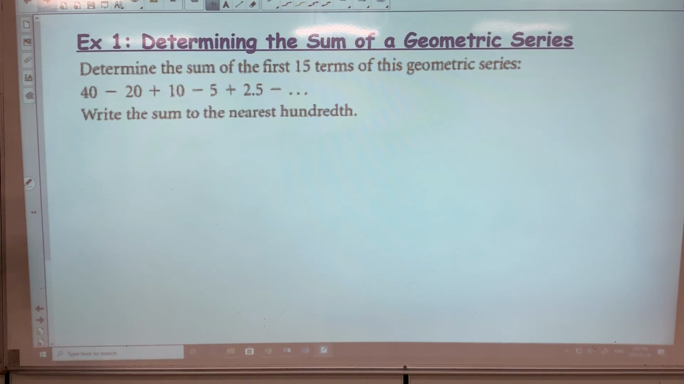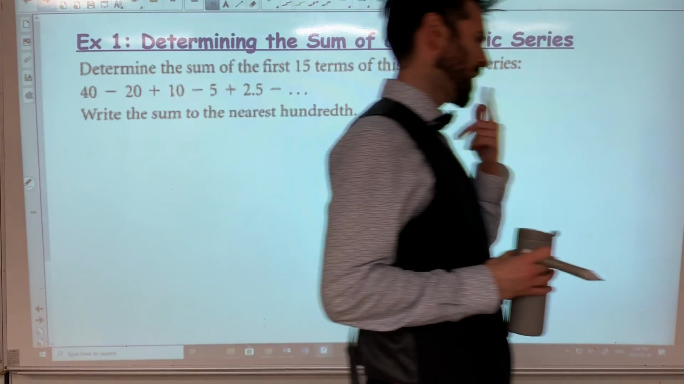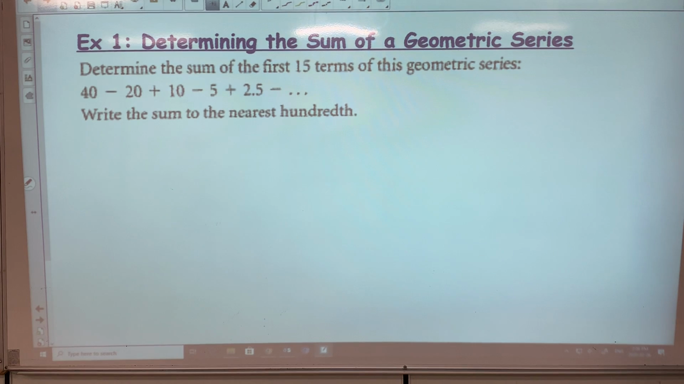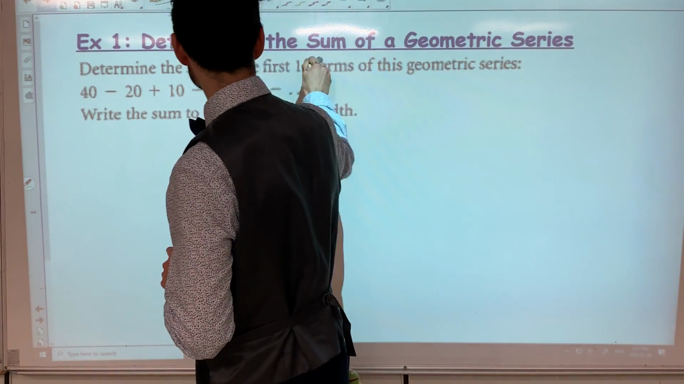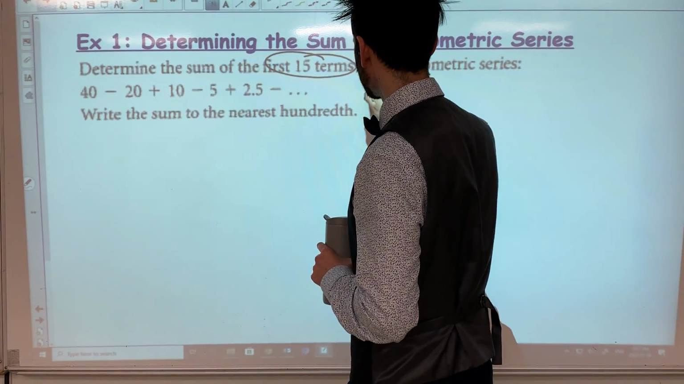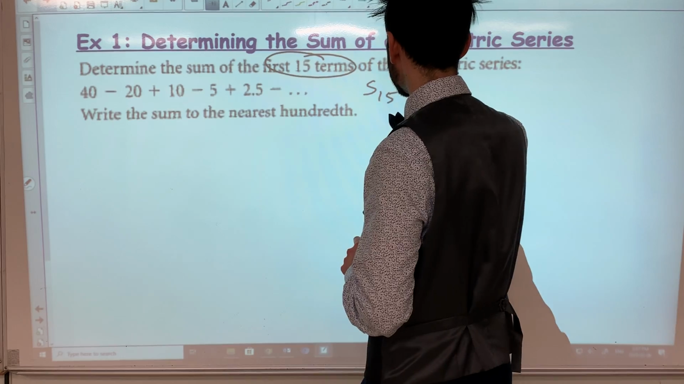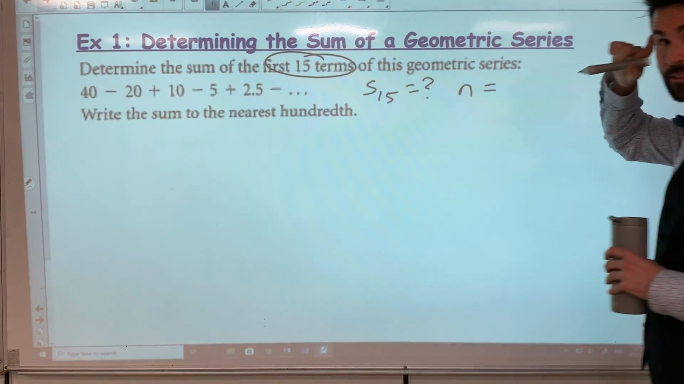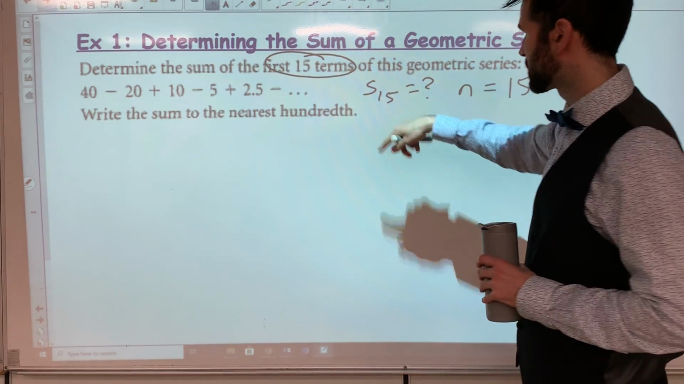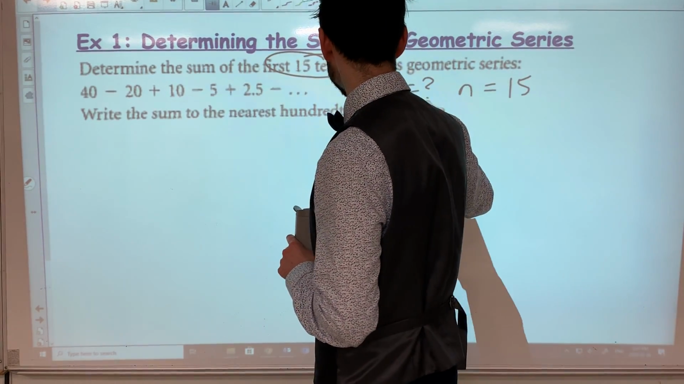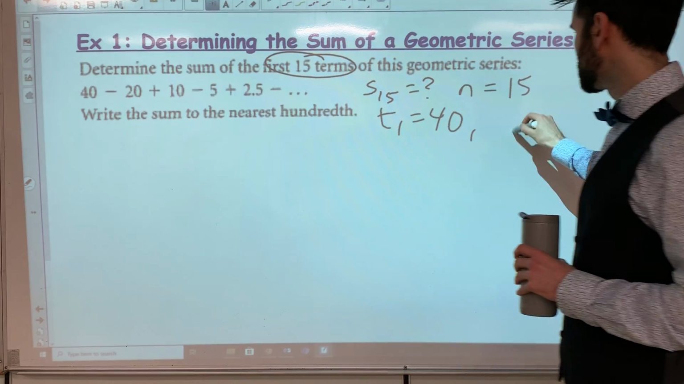Okay. Here's example 1, just determining the sum. It's pretty straightforward. Like, this unit's so dry. There's nothing to it. So what kind of information do we have here? Well, it says determine the sum of the first 15 terms. So they want to know that. So what's n? 15. Very good. Remember, n is whatever number is there. What's term 1? 40. Do we need to know r?